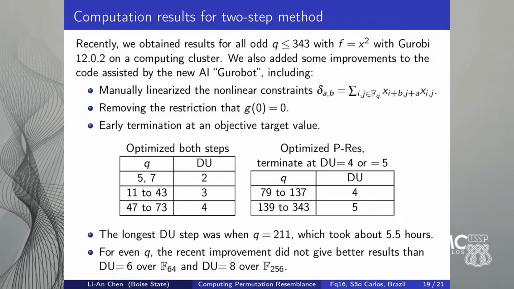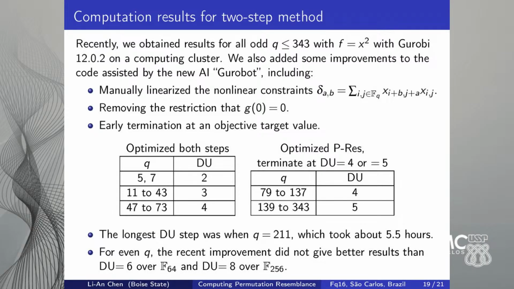So for this, up to 73, we can go up to d equal to 4, optimizing both steps. But starting from 79, the second step takes too long, so I cut it off whenever it reaches d equal to 4, and then we stop. In that case, we can push to 137. From 139, it starts getting too slow to find the 4du, so we cut it at 5du, and we were able to push to 343. The longest computation over this data was 211 and took about 5.5 hours.